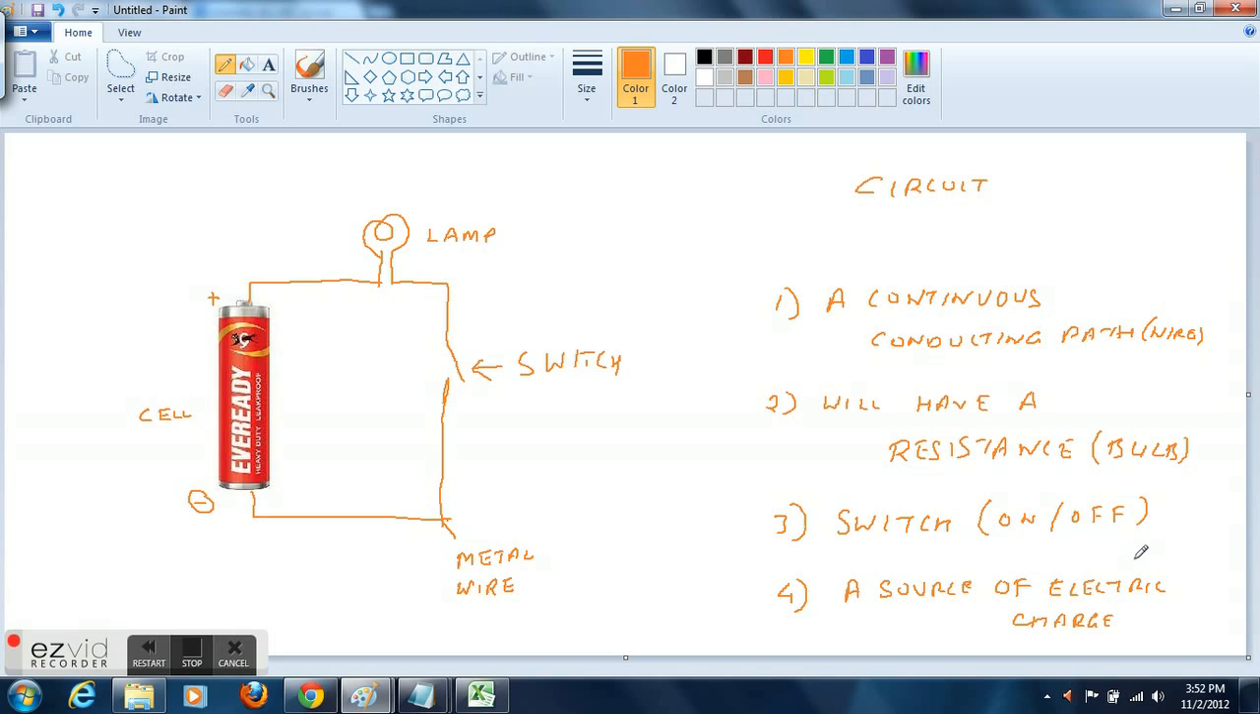The switch is used to complete the circuit or to cut off the circuit. When this is open, as I showed here, this is the off position of the switch. That means the circuit is not complete. It is a broken circuit.